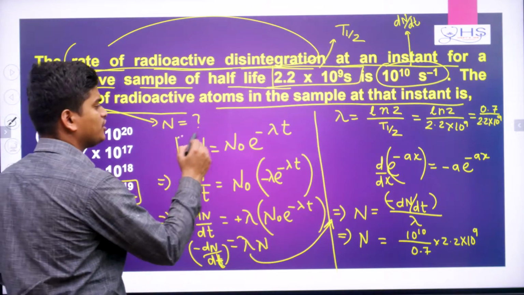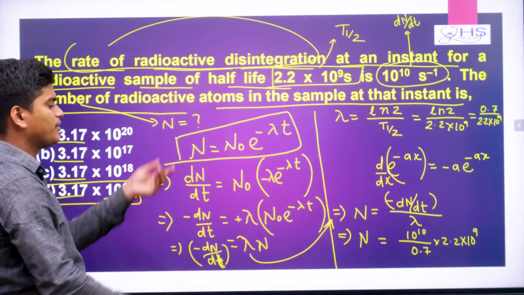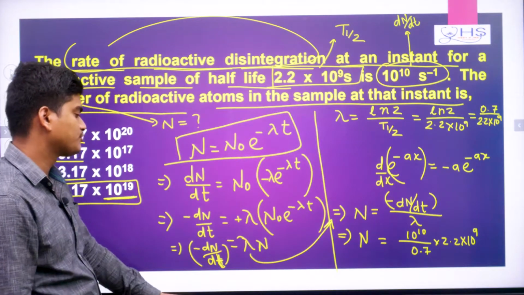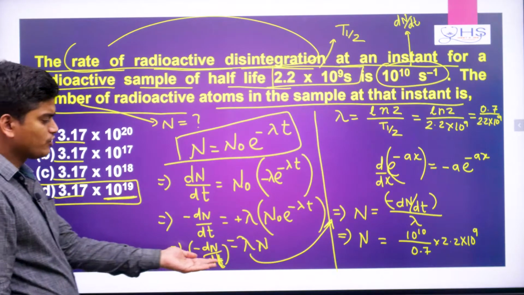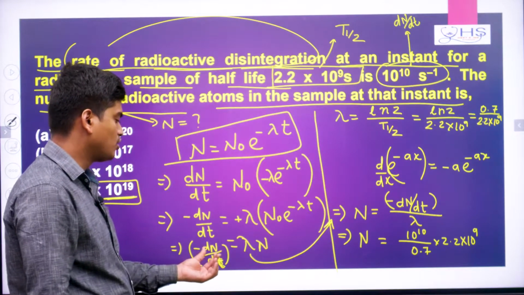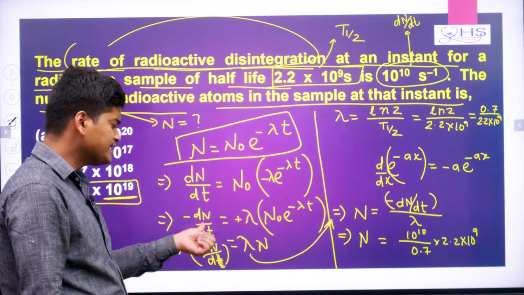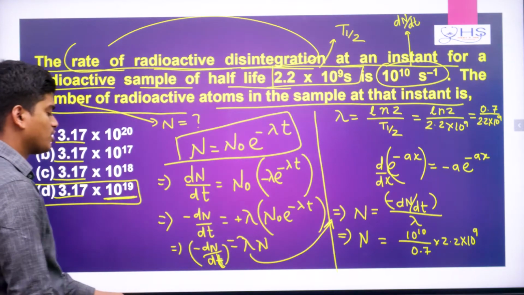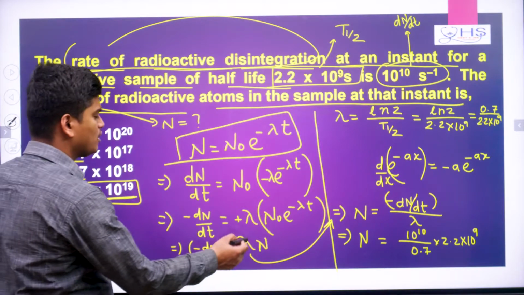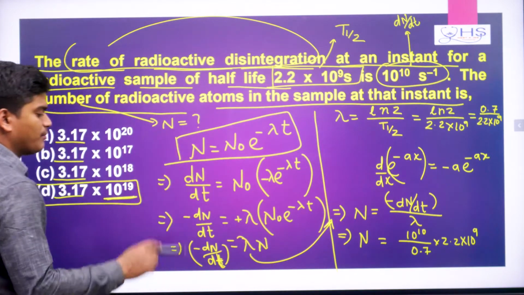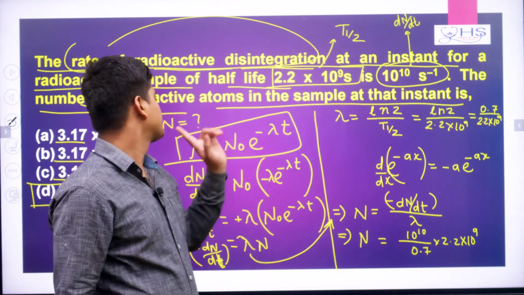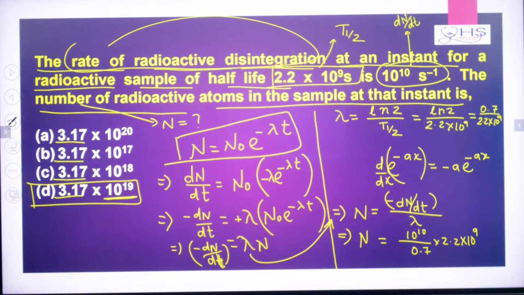Otherwise, this is the decay equation. Remember, from here you differentiate and check what relation comes. The rate of disintegration is directly proportional to the number of nuclei present, so from there also you can get this equation by doing the integration. This is the idea you must remember. So in this question the answer will be D.